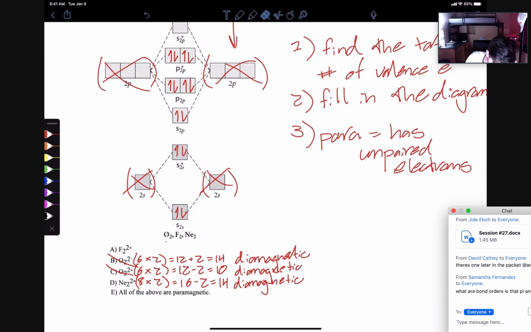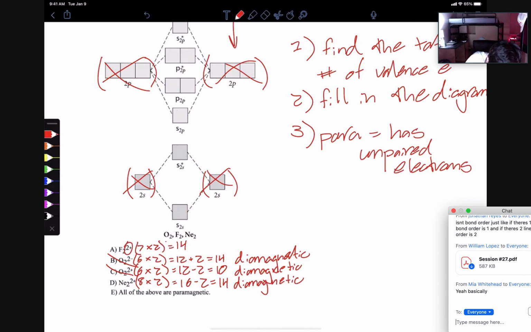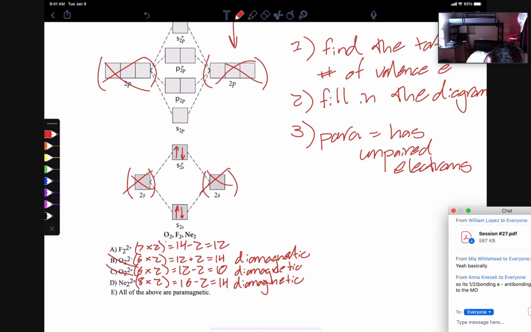Now let's get to F2 2+. Fluorine is going to have 7 valence electrons. There's 2 of them, so that comes out to 14, but there's a +2 charge, so we're removing 2 electrons and we get 12. So we have to fill in 12 electrons: 1, 2, 3, 4, 5, 6, 7, 8, 9, 10, 11, 12.